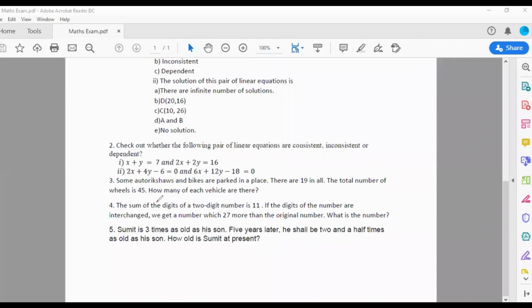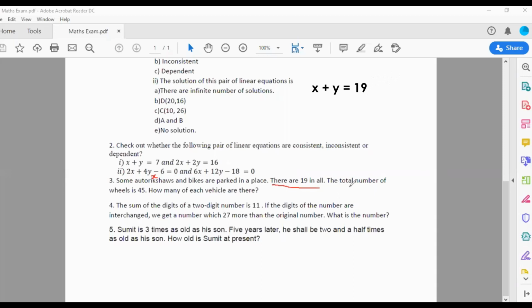Okay. So how will the equations come here? There are some auto rickshaws and bikes parked in a place. There are total 19 in all. So that means if you take the number of auto rickshaws as x and the number of bikes as y, the first equation is total 19. That means x plus y is equal to 19. Total 19 vehicles.